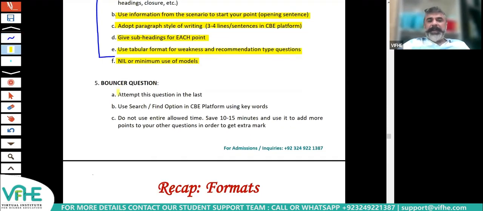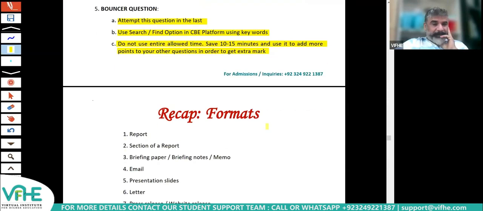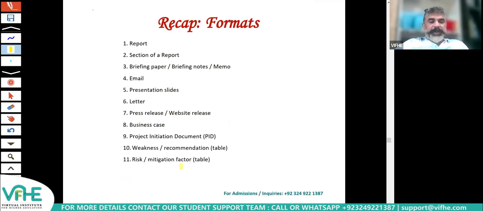Lastly, bouncer question. Attempt this question in the last. The most difficult question, you must push it to the last. You can use search find option on the CB platform to look for some related information. But this one, do not use entire allowed time in this question. Save 10, 15 minutes and use it to add more points to your other questions in order to get extra marks. All this will come through practice, okay? If you don't practice these techniques, you will not be able to do it on your exam day. Any questions on techniques?